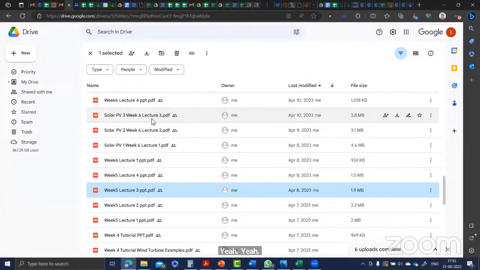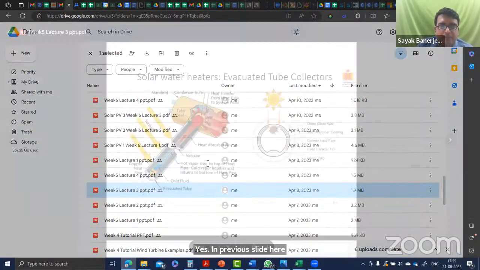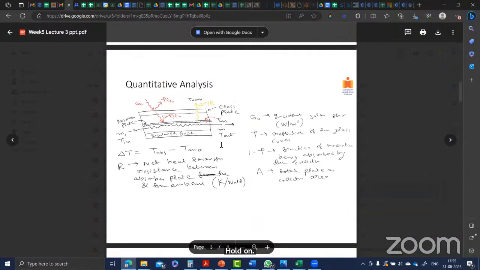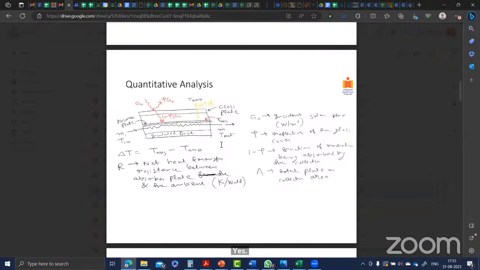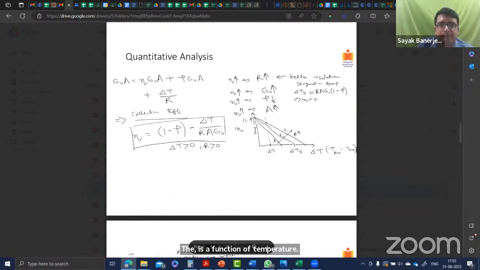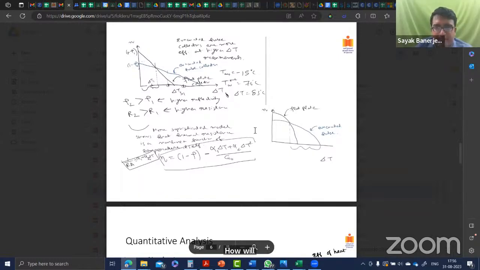Yes, sir. In the previous slide, the one which states thermal resistance is a function of temperature, the modeling aspect, at the bottom. How do we determine alpha 1 and alpha 2? Is that from experiment or from modeling? Semi-empirical. These are semi-empirical.